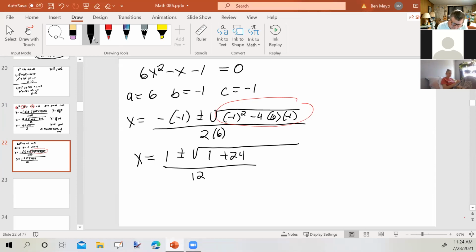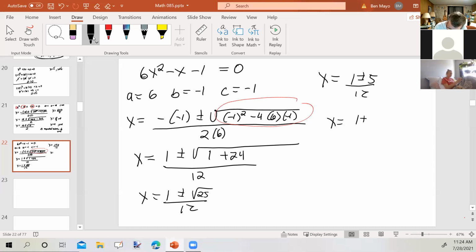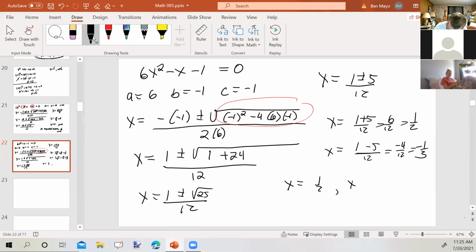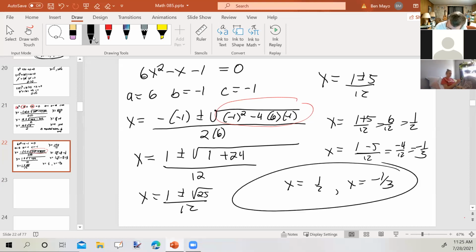which is 12. Okay, so x equals 1 plus or minus the square root of 25 over 12. 1 plus 24 is 25. X equals 1 plus or minus the square root of 25 is 5 over 12. So x equals 1 plus 5 over 12, which is 6 over 12, which is 1/2. X equals 1 minus 5 over 12, which is negative 4 over 12, which is negative 1/3. So x equals 1/2 and x equals negative 1/3.